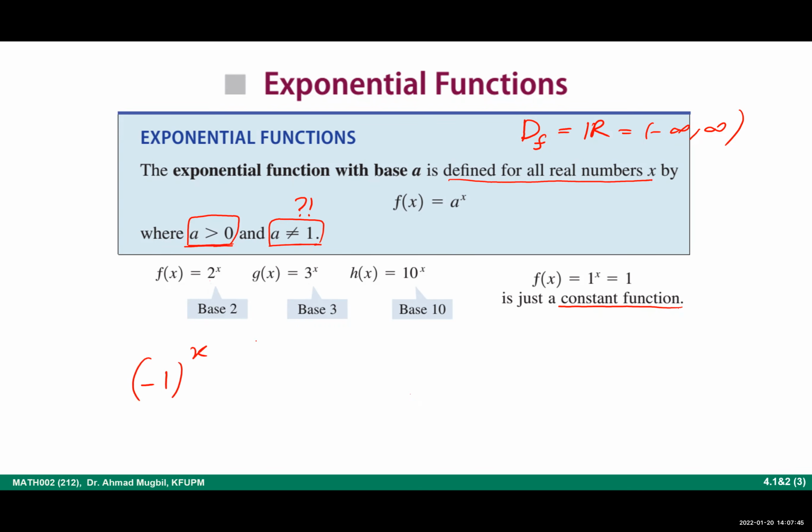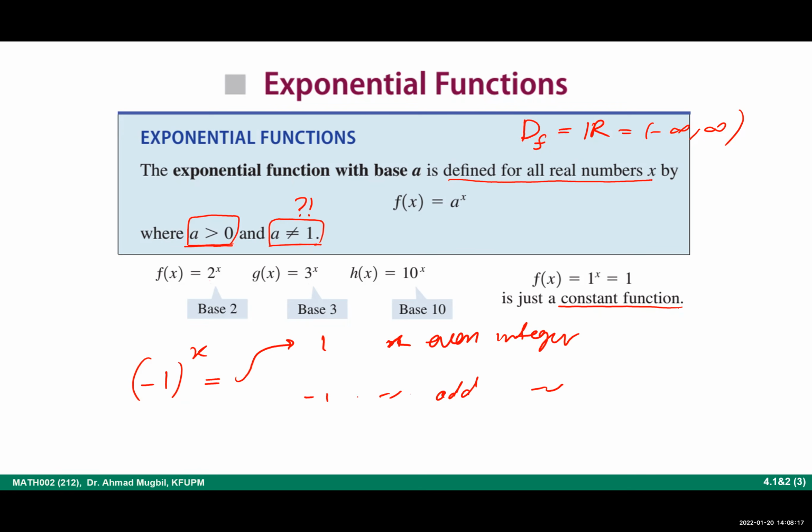Yes. If x is odd, the behavior will change compared to when it is even, if you are just talking about integers. If we just think about integers, it will be 1 if x is an even integer, and it will be negative 1 if x is odd. But we are talking about real numbers, not all the real numbers, just odd and even. So where will the problem be?